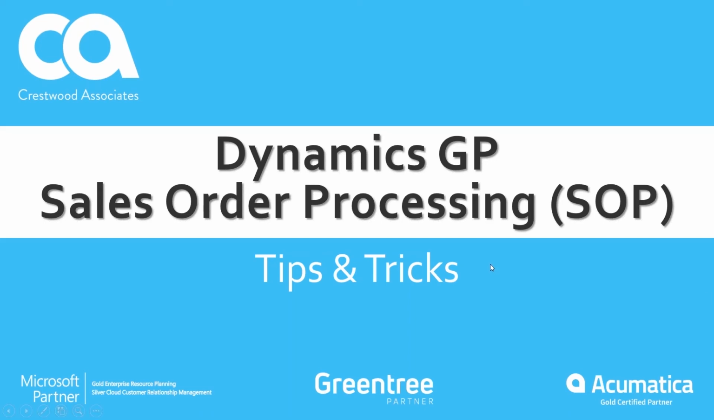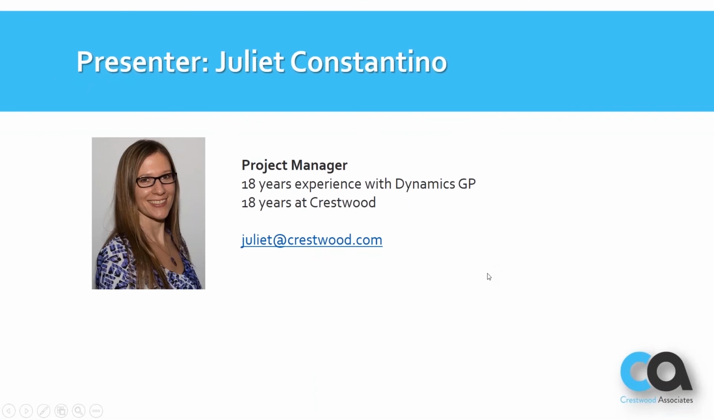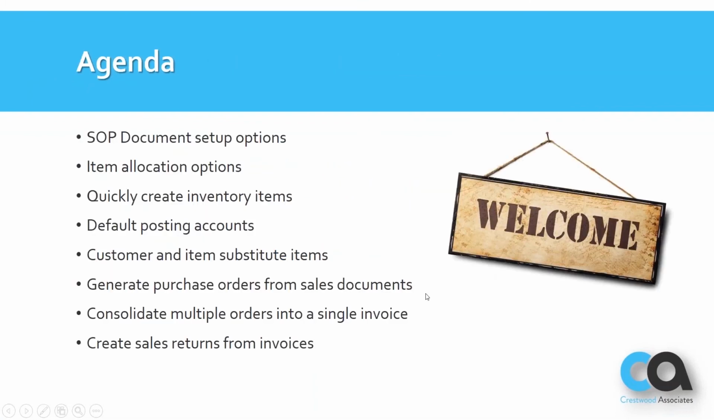Okay, so we're going to move into our agenda here. And so I can just go through and show you some of the topics that we'll go through today. As I mentioned, we'll start out looking at some of the areas that are a little confusing, and that's mainly related to allocation. So we'll look at the sales order processing document setup options and talk about some of the different item allocation options that are out there. And then we'll dive into some tips and tricks that make processing in sales order processing a lot faster and easier.